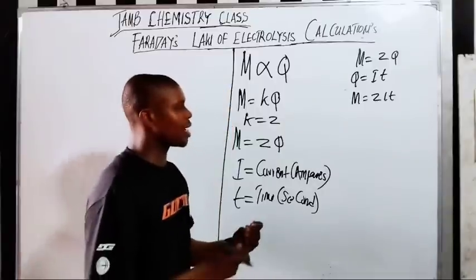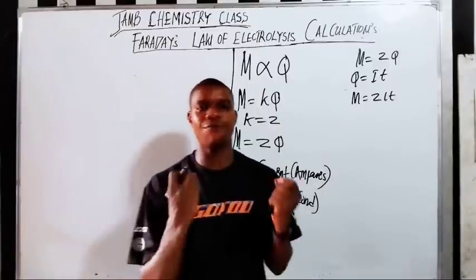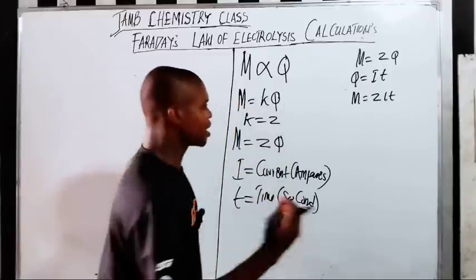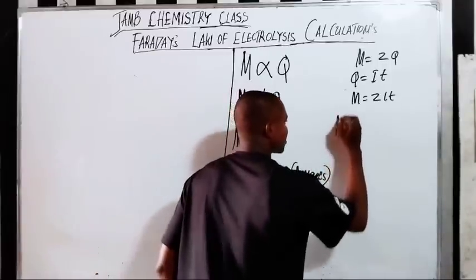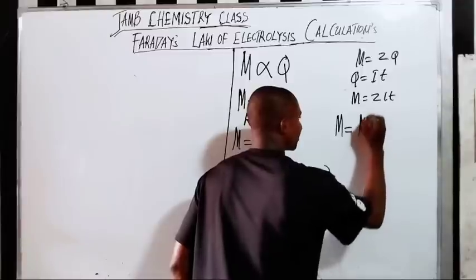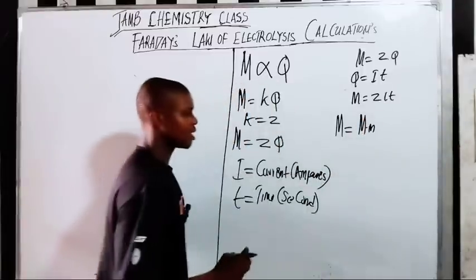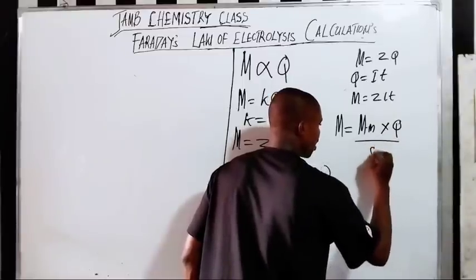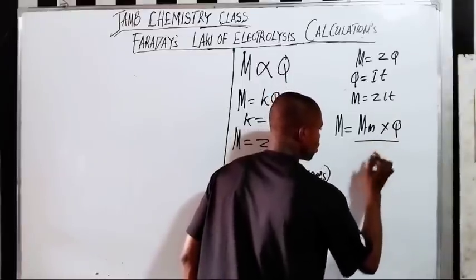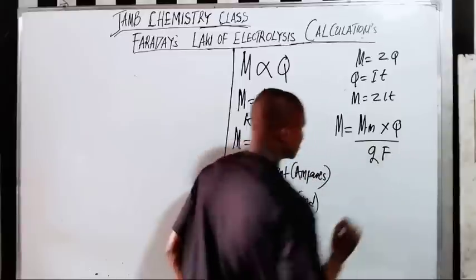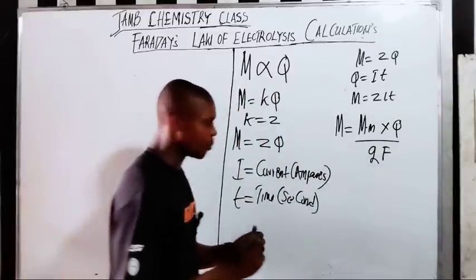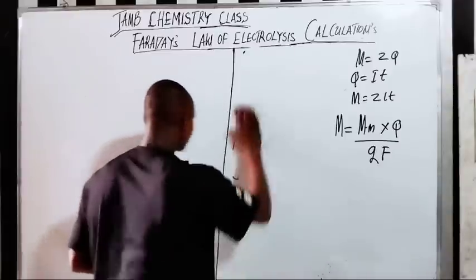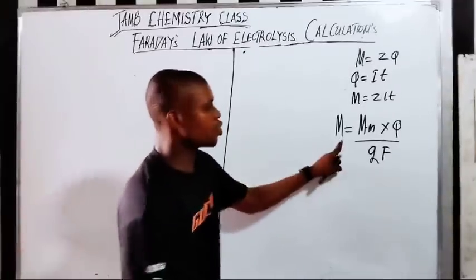Now, the next thing you want to look at is the general formula for Faraday's first law. The general formula is: mass equals the molar mass of the substance deposited times Q over F, that is, Q F. I'm going to break this one down for you. So let me wipe this place out. M is also the mass.